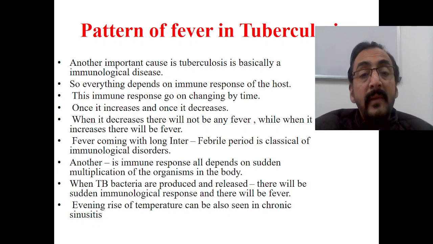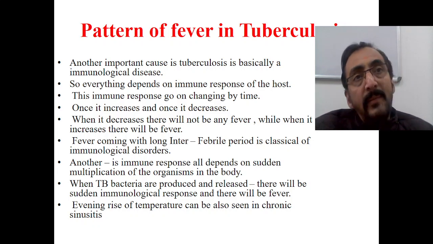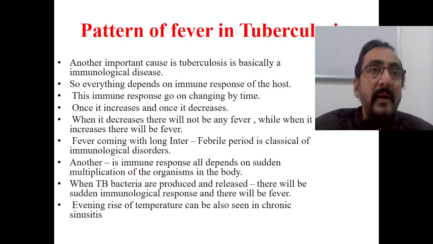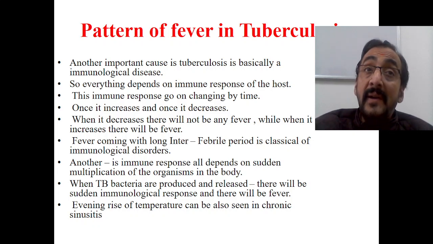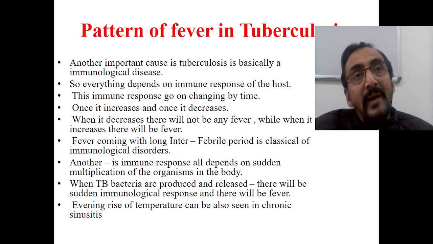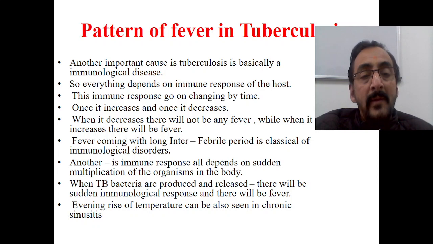Another point: the immune response of the body actually depends upon the sudden multiplication of the organism in the body. That is very important. When the tubercular bacteria is growing, multiplying and attacking newer and newer cells, the immune response goes on increasing. When the tubercular bacteria is dormant at a stage and is not releasing any offspring or toxins, then the immune system also gets silent. That is the reason why sometimes there is fever and sometimes there is no fever. When tubercular bacteria are produced and released, there will be a sudden immunological response and there will be fever.